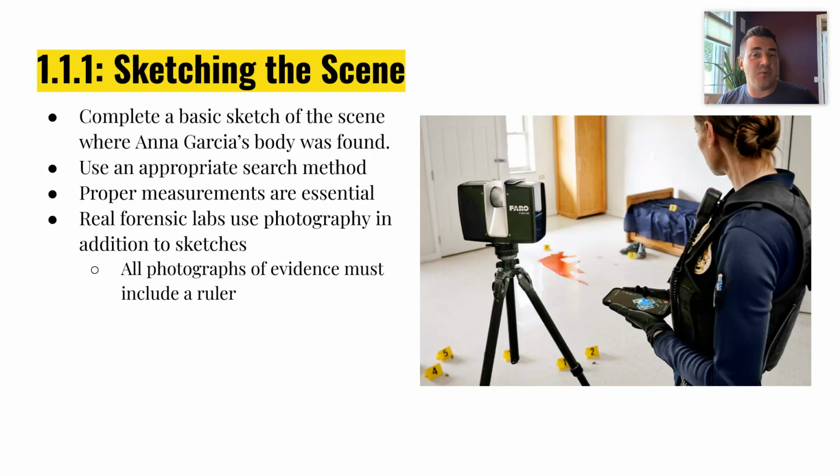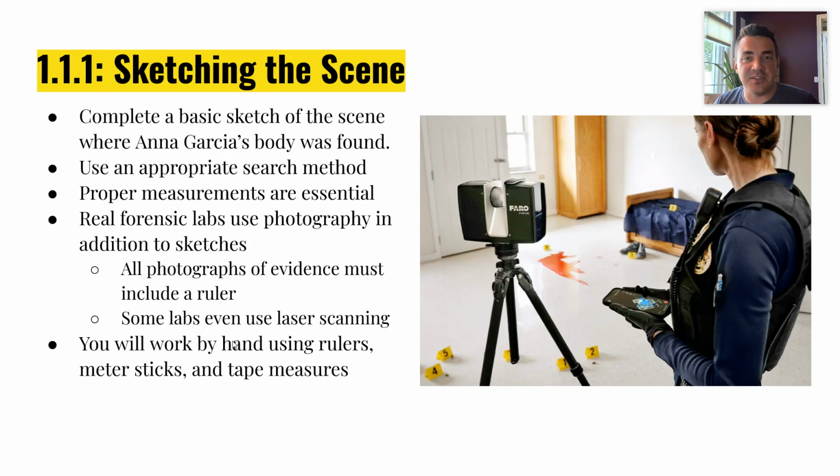And so they'll also take photographs. And when they do that, it's really important that they include a ruler in those as well. Some labs even use laser scanning. That's what this image is on the screen right now. Here is an investigator who's actually using a really cool, fancy equipment that actually uses lasers to scan the entire room to note where different things are. It's pretty cool technology. We're going to be doing things the traditional old tried and true method. So you're going to be using rulers, you're going to be using meter sticks, tape measures that are all available for you to measure that.